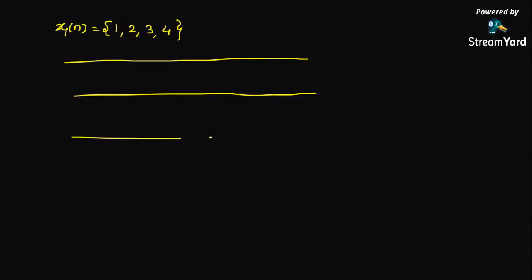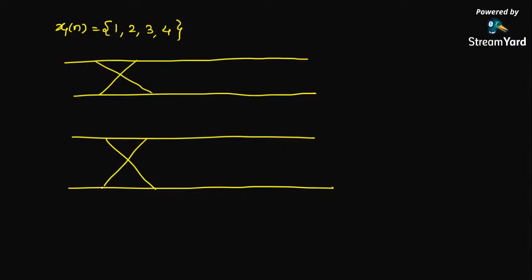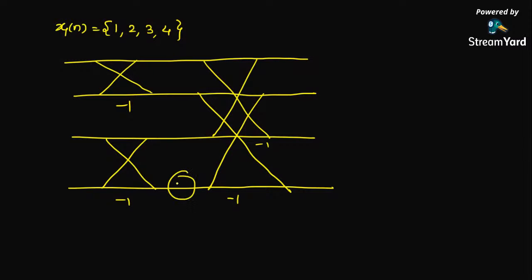First write x1 of n, which is 1, 2, 3, 4. Find its FFT by using the flow graph. Draw the flow graph with minus 1, minus 1, minus 1, minus 1, and minus j. The outputs are capital X of 0, X of 1, X of 2, X of 3, and the inputs are x of 0, x of 2, x of 1, x of 3.